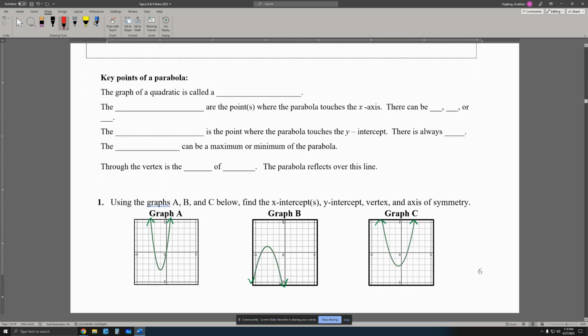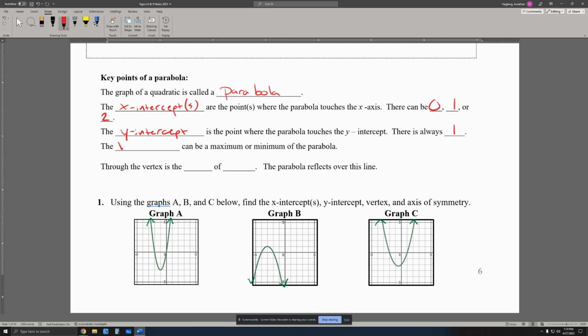All right, so let's just recall some of these key points of a parabola. The graph of a quadratic is called a parabola. The x-intercept(s) are the points where the parabola touches or crosses the x-axis. There can be 0, 1, or 2 x-intercepts for quadratics. The y-intercept is the point where the parabola touches the y-axis. There's always exactly one y-intercept, always.